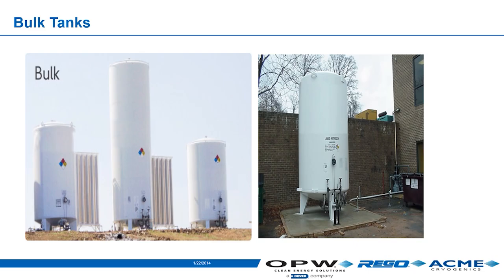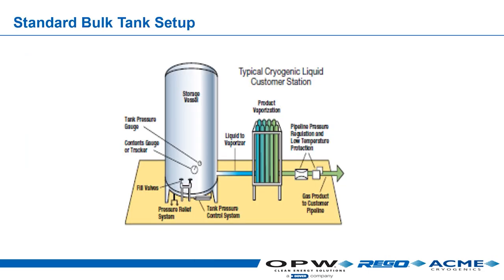Those are just pictures of bulk tanks if you haven't seen one. This is a standard bulk tank setup. The bulk tank itself is just a big cryogenic container. Downstream of that is going to be a vaporizer. A vaporizer just changes the state of the molecule from a liquid to a gas, and I have some additional slides after this on how a vaporizer works. Then downstream of the vaporizer will be a final line assembly, and then it goes to the house line.